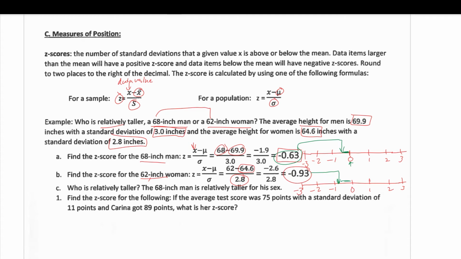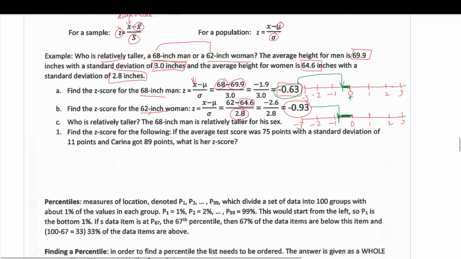Okay. Now this distance is a little bit further from 0 than for the man. The man is both taller than the woman, but also relatively it is taller than the woman in this particular case. Okay, and the reasoning for that is because it's further to the right on this number line than the woman's z-score, which was right there.